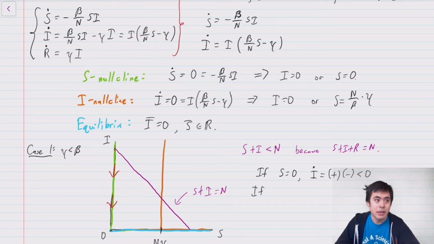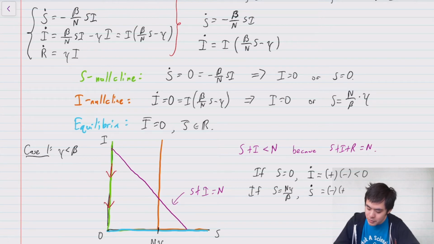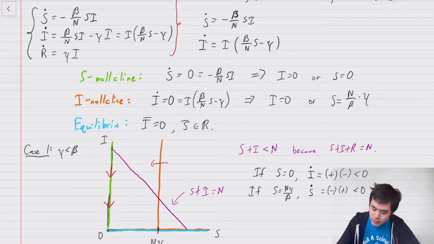We also have that if S is equal to n gamma over beta, so along the I-nullcline, we know that S dot is going to be equal to, well, S is positive, I is positive, so this is going to be a negative number times a positive number, which is less than 0, and so we end up with these arrows.